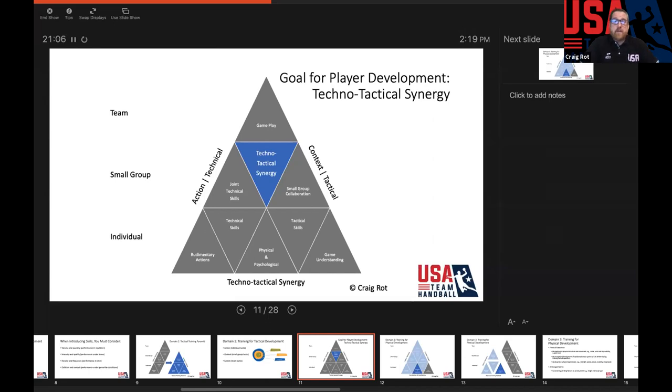As a player, you can work on the bottom three of the foundation with apps, completely absent of your coach: rudimentary actions, physical and psychological, and game understanding. You can improve that without them. The other areas you have to do in collaboration with your team. On the technical skills, you can, but only to a point, because technical skills in isolation are useless. So I really want us to consider techno-tactical synergy as the place we want to get. And what's interesting is that when you're at techno-tactical synergy, your gameplay reflects it. The end game of all coaches, as we'll learn tomorrow, is gameplay. And for you at home, it's important to understand that this has got to be the goal. You've got to focus on both technical and tactical, which means all these areas beneath it. There are seven there. You have to focus on those to get there.